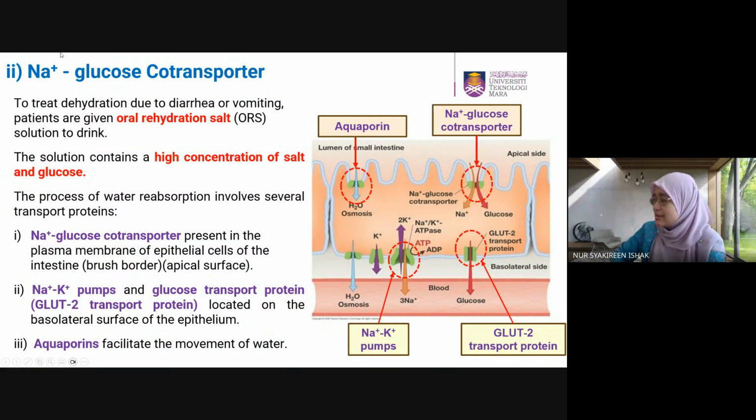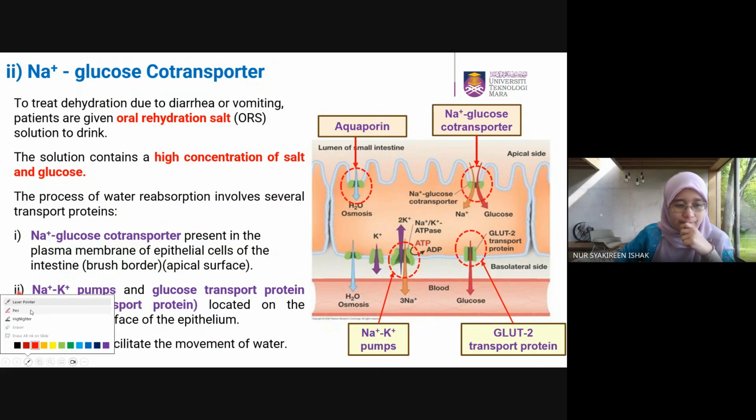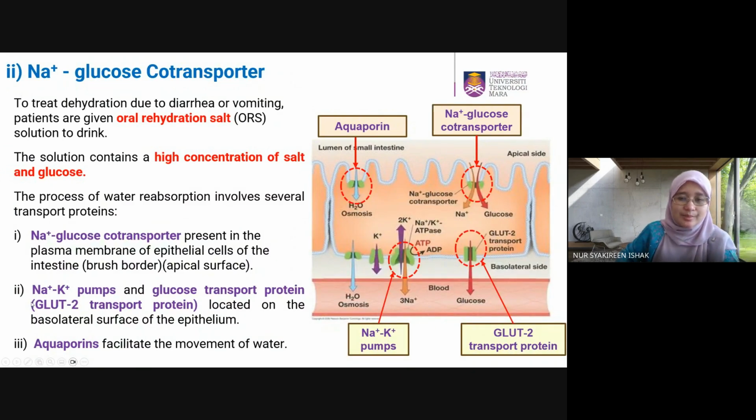Okay, so let's move on to the next part. This is a little bit more complicated, but still okay for you to understand. A bit more complicated than the proton pump in plants. This one applies to animal cells, for humans. So it says here, it uses the sodium ion glucose co-transporter.